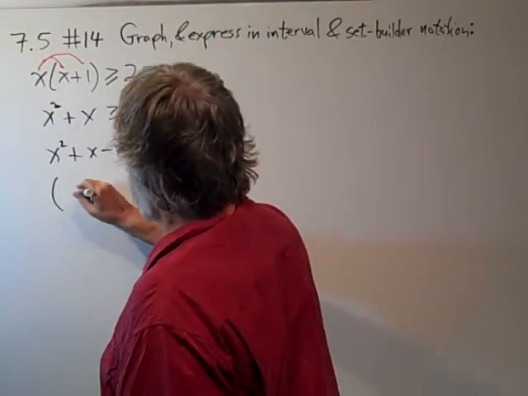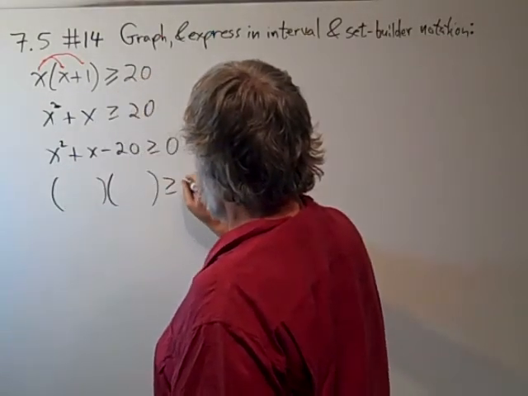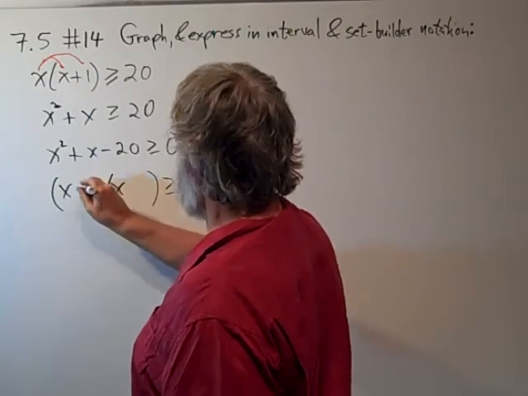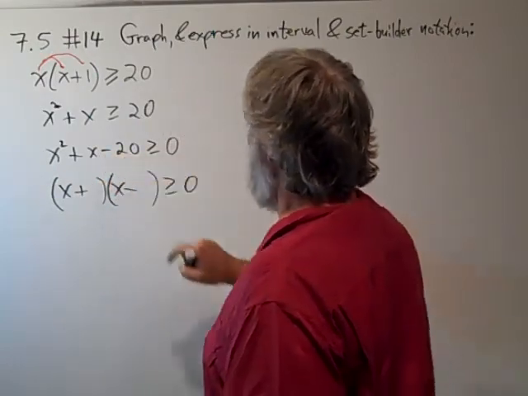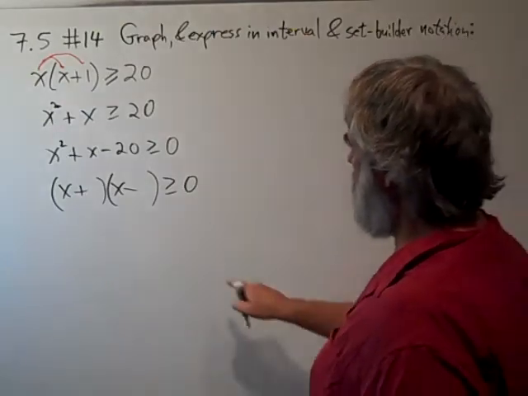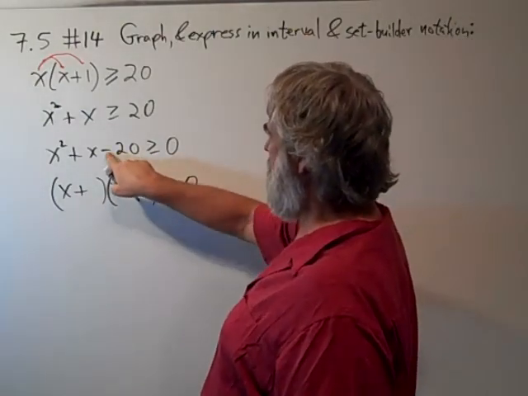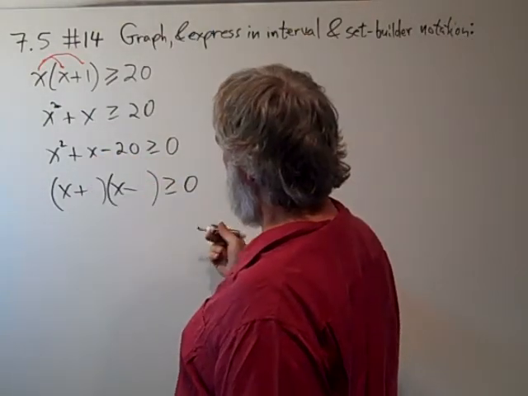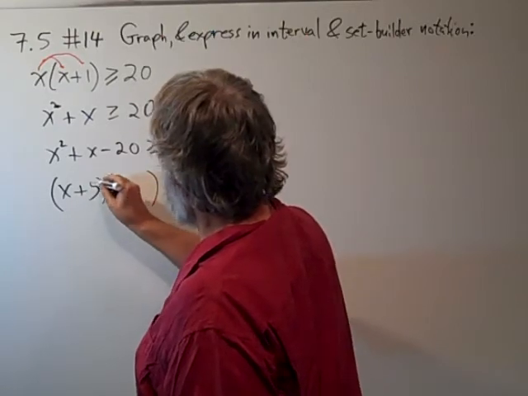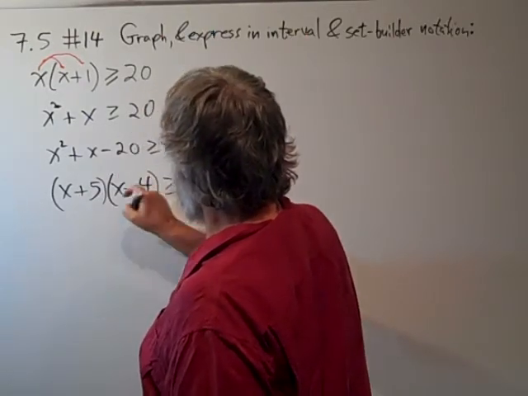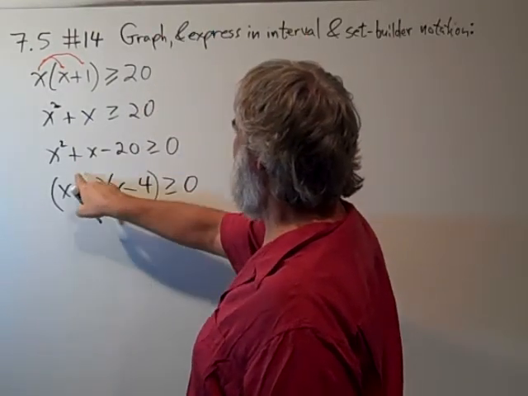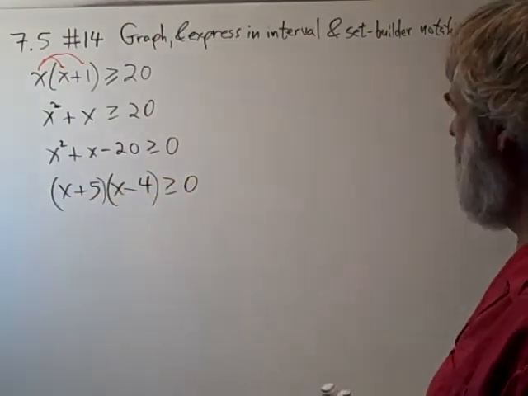And then we can factor this, x times x plus, times minus, to get a negative on the end. The product is 20 and the difference is 1, so it's 5 times 4, with the larger number 5 going with the plus because the middle term is positive.